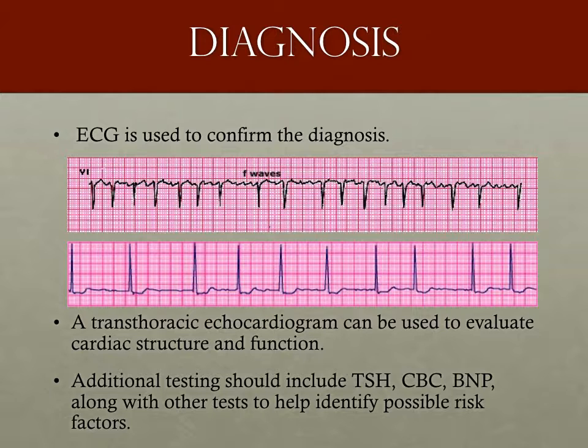Additional tests such as a TSH should be done to rule out hyperthyroidism as a potential cause of AFib, and tests to rule out certain underlying risk factors should also be done, such as screening for diabetes and a BNP to assess heart failure.